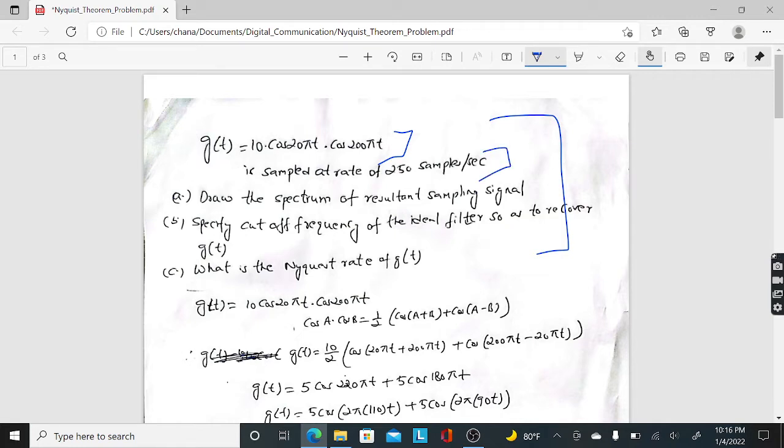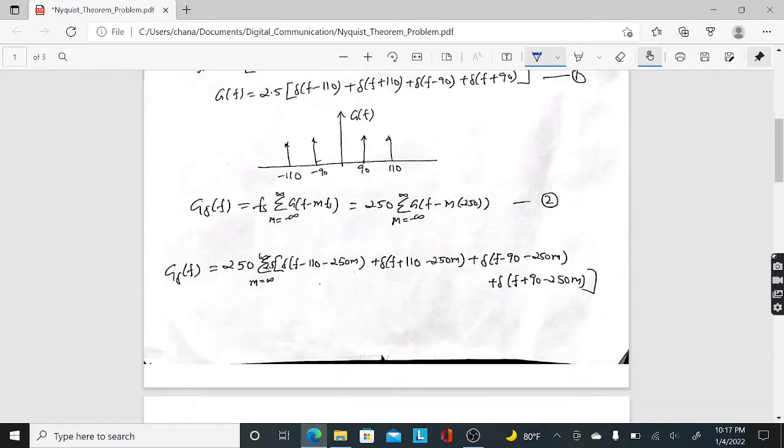The first part is draw the spectrum of the resultant sampling signal. Second is specify the cutoff frequency of the ideal filter so as to recover g of t at the receiver side. And third part is what is the Nyquist rate of g of t. So we have to solve these three problems. So before I solve this, let me just give a quick recap on the Fourier transform.